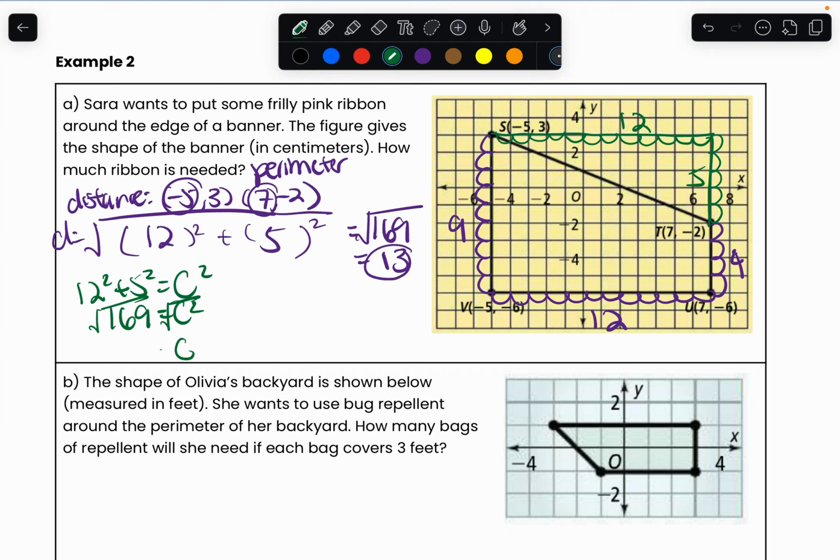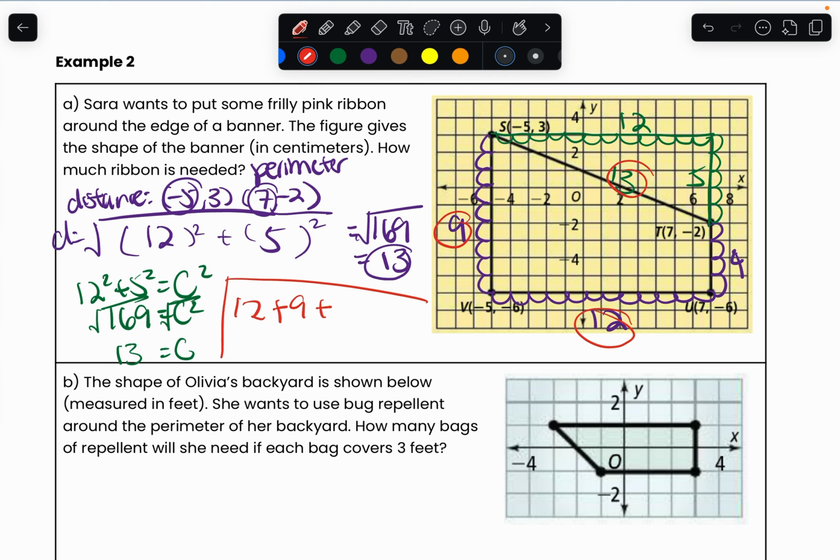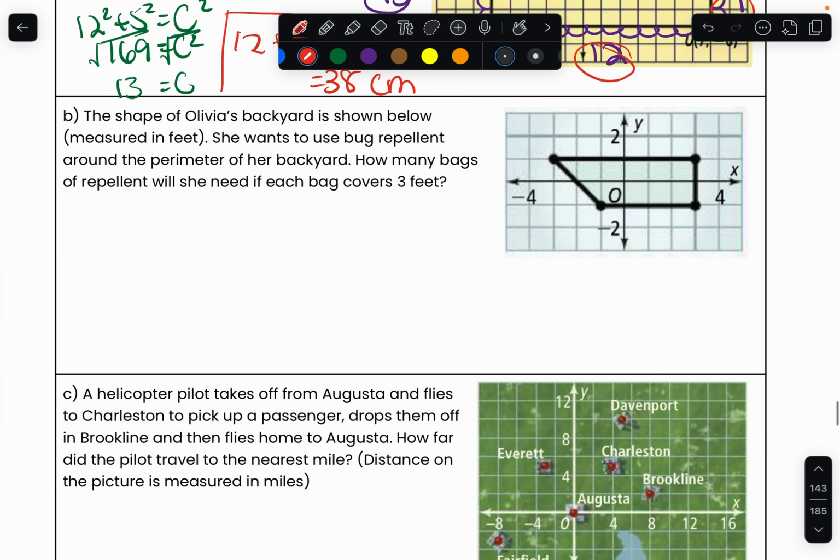So whatever method you would like to use, it will give you the exact same answer. Now, once we know this side is 13, to figure out how much ribbon was needed, I will just have to add everything up. I have to do 12 plus 9 plus 13 plus 4. Once I add all these together, my answer for how much ribbon was needed will be 38 centimeters. Okay. Moving on to question B. The shape of Olivia's backyard is shown below in feet.